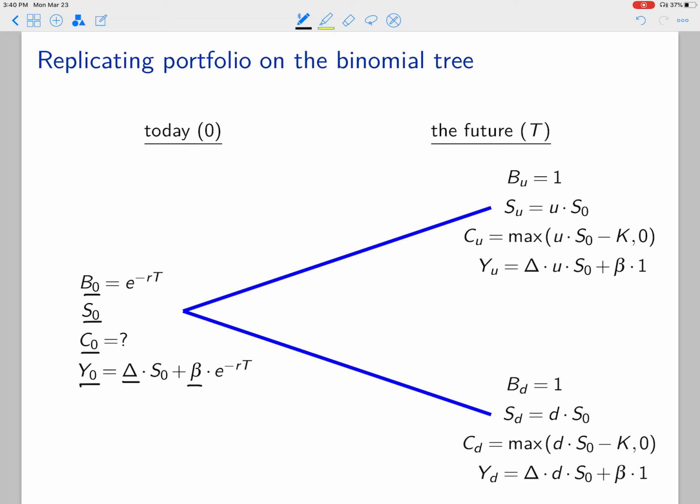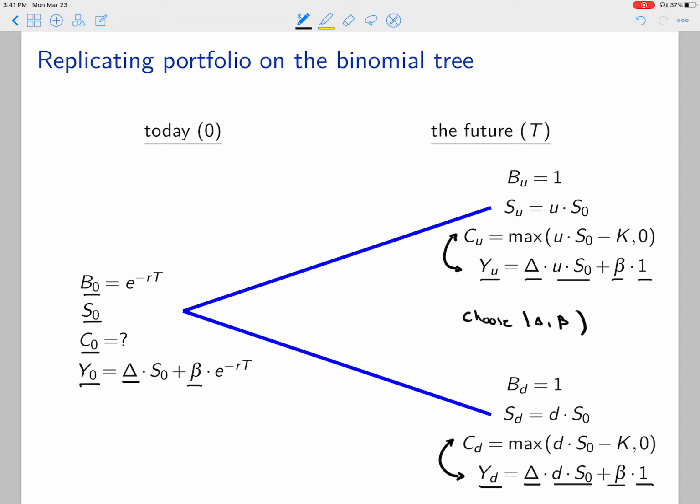Okay. In the upstate, the portfolio is going to have a payoff of Y sub U equal to delta times S sub U plus beta times 1. In the downstate, the portfolio is going to have a payoff of Y sub D equal to delta times S sub D plus beta times 1. Okay. We want to get this portfolio, Y sub U and Y sub D, to exactly match the call option in each state. We're going to do so by choosing delta, beta to satisfy those two equations right there.